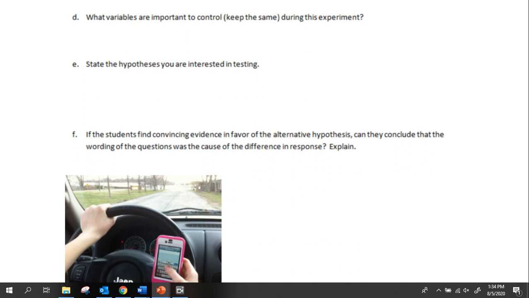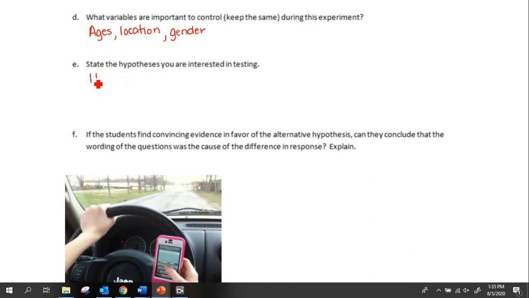What variables are important to control during this experiment? Well, if you ask a teenager versus if you ask your grandparents, you're going to get different types of answers. So one thing you might want to do is keep the ages consistent. You also might want to keep the location consistent, because if it's not in the same location, you may get different demographics of people. If possible, you might also want to keep the gender consistent, or at least make sure they're equally distributed.